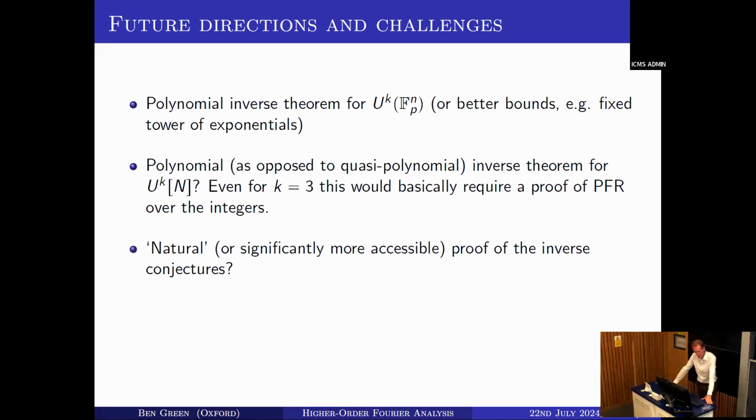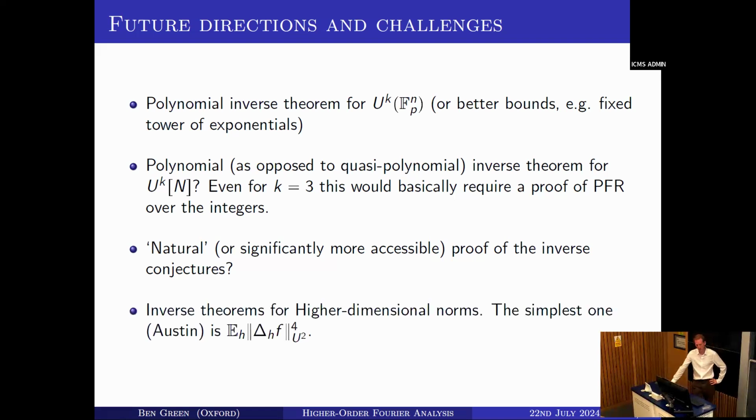Now here is another one. With no offense to anybody in the audience, we don't have a natural or accessible proof of the inverse conjectures. I mean, the proof in the U3 case is not too bad, but in the higher cases, all of the proofs are pretty awful, to be honest. All 4 of them. So there's the GTZ proof, Freddie's proof, Szegedy's proof, then the Lang-Sarsouni proof. They're all very long and very complicated, and one feels there must be a more natural proof out there somewhere. That's always been my feeling. So that's still an open question.